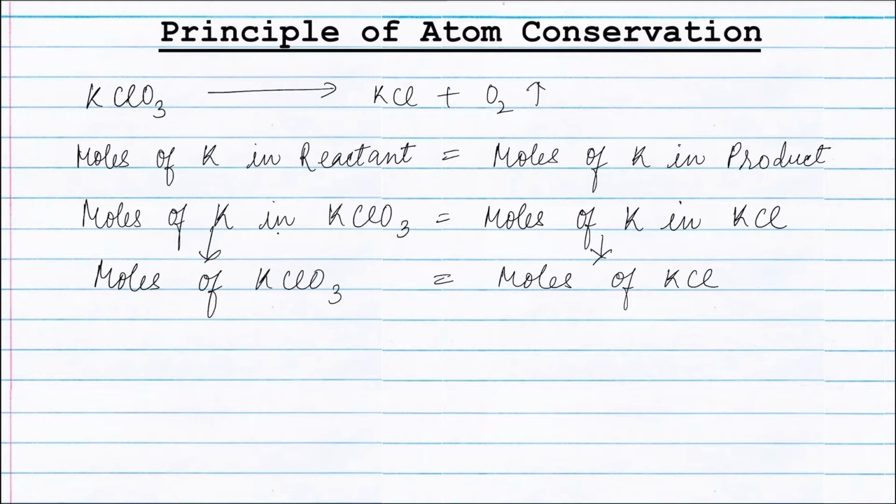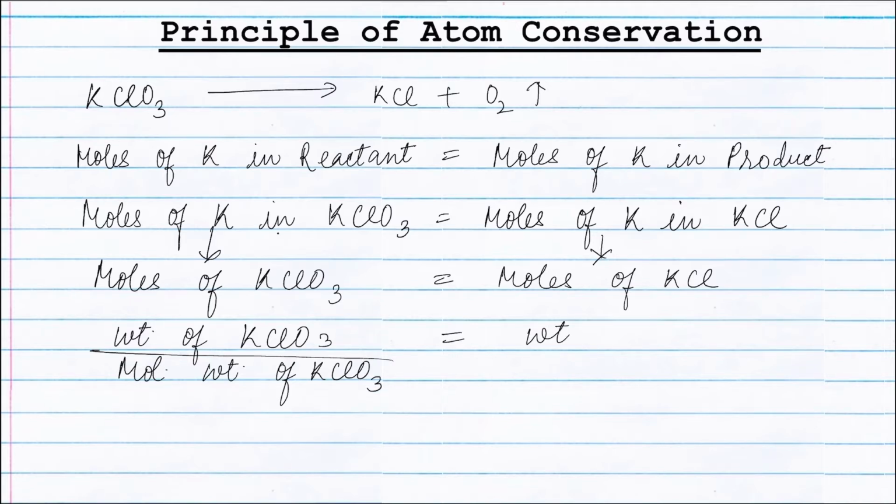Now, writing the formula for moles of KClO3 and moles of KCl, we get weight of KClO3 divided by molecular weight of KClO3 is equal to weight of KCl divided by molecular weight of KCl. So we get the relationship between weight of KClO3 and weight of KCl.